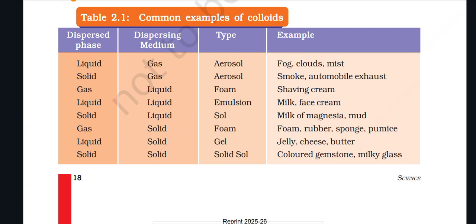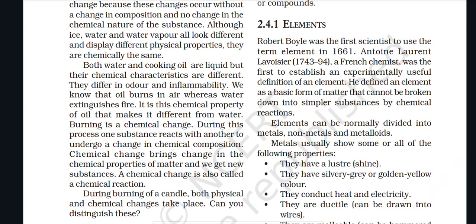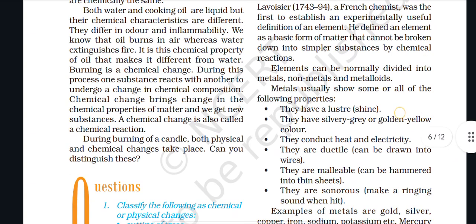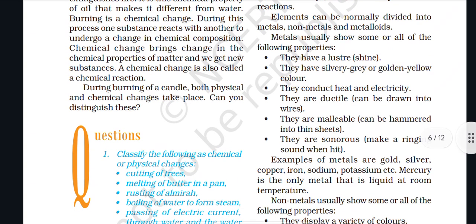Next, elements. Robert Boyle was the first scientist to use the term element, in 1661. Make note of it. Antoine Laurent Lavoisier, a French chemist, was the first to establish an experimentally useful definition of an element. He defined an element as a basic form of matter which cannot be broken down into simpler substances by chemical reactions. Elements can normally be divided into metals, non-metals, and metalloids.